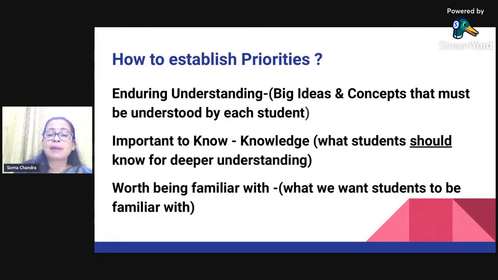So, how to establish priorities? Enduring understanding, big ideas, we have already discussed. Important to know knowledge, what the student should carry forward, deep understanding, and worth being familiar with, what we want the student to be familiar with.